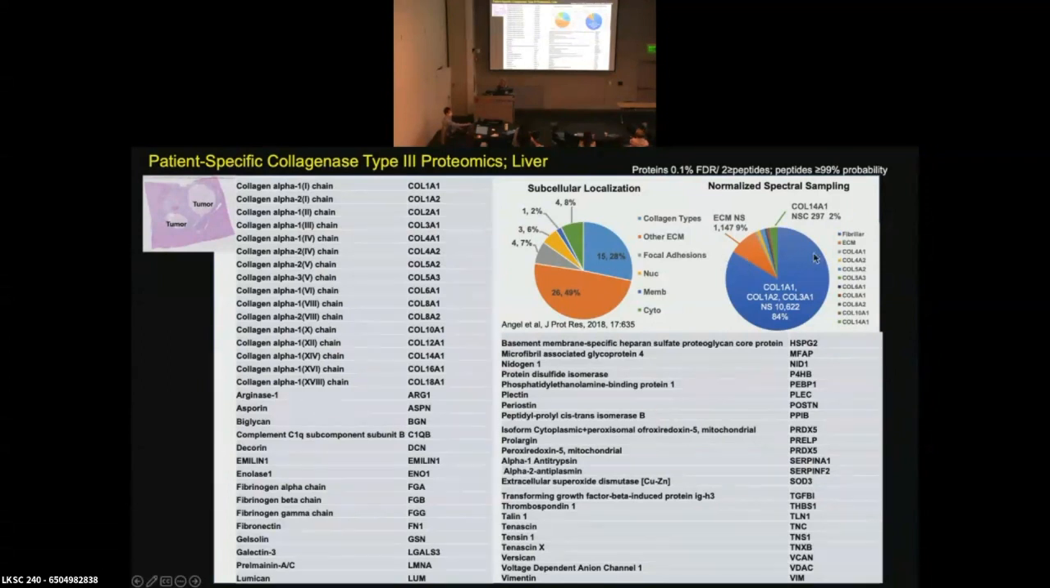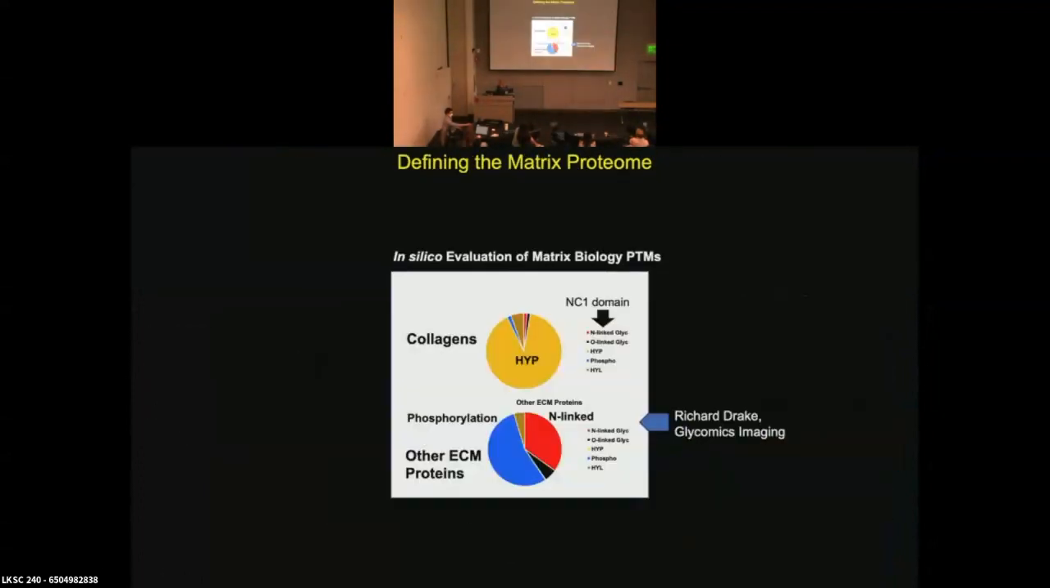With this enzyme, our main spectral sampling is actually fibrillar collagens, and our other extracellular proteins represent around 20 to 9% of the sampling. When we look at the matrix proteome and this list of proteins, we can do an in silico analysis of what post-translational modifications we see. For collagens, it's a lot of hydroxylated proline, and this is what we're interested in. For the other ECM proteins that guide those collagens into place, we have phosphorylation and N-linked glycosylation. Rick is going to talk about N-linked glycosylation in the next section.